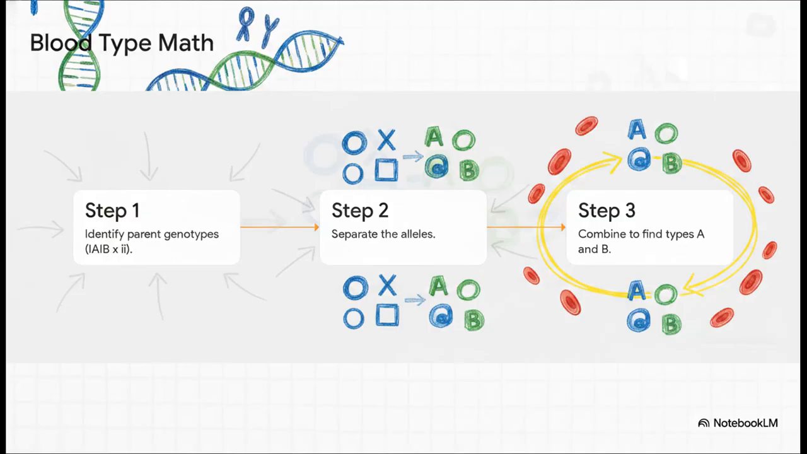Let's level this up with a codominant blood type example. Following the flowchart, step 1 is identifying the parent genotypes. Step 2, we separate their alleles. Now focus on step 3. We literally just combine those separated parent alleles. We take the IA and IB from one parent, mix them with the recessive i from the other, and boom, we can predict the child's exact possible blood types, either type A or type B.